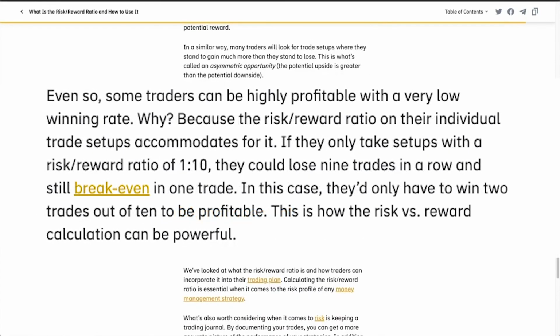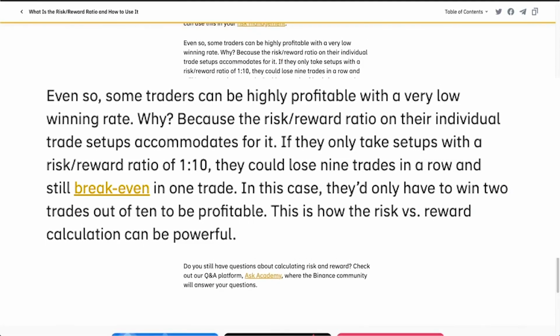Even so, some traders can be highly profitable with a very low win rate. And why is that? Because the risk-reward ratio on their individual trade setups accommodates for it. If they only take trade setups with a risk-reward ratio of 1 to 10, they could lose 9 trades in a row and still break even in one trade. In this case, they'd only have to win 2 trades out of every 10 to be profitable. This is how the risk-reward ratio can be pretty powerful in your trading strategy.